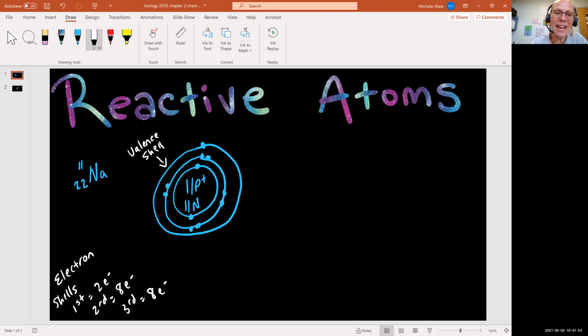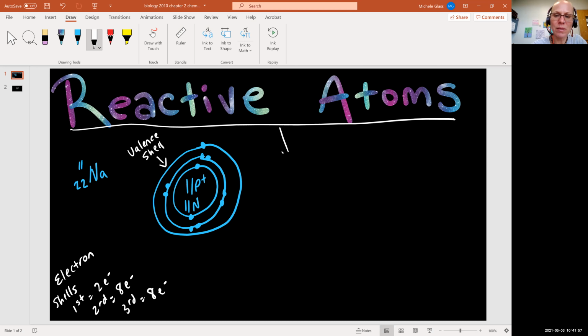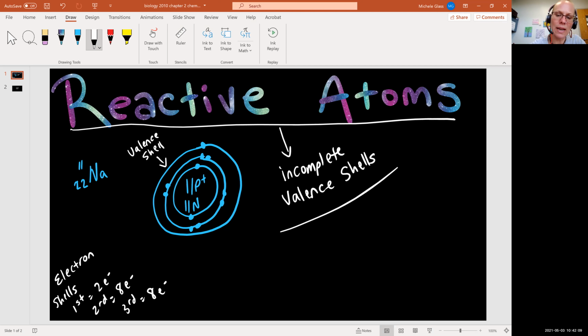So our reactive atoms have incomplete valence shells. They have, or you can say, unpaired valence electrons. And that's what we see with sodium.